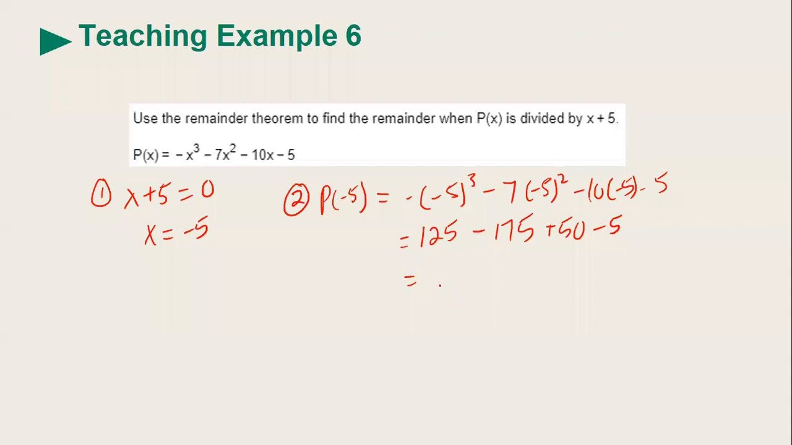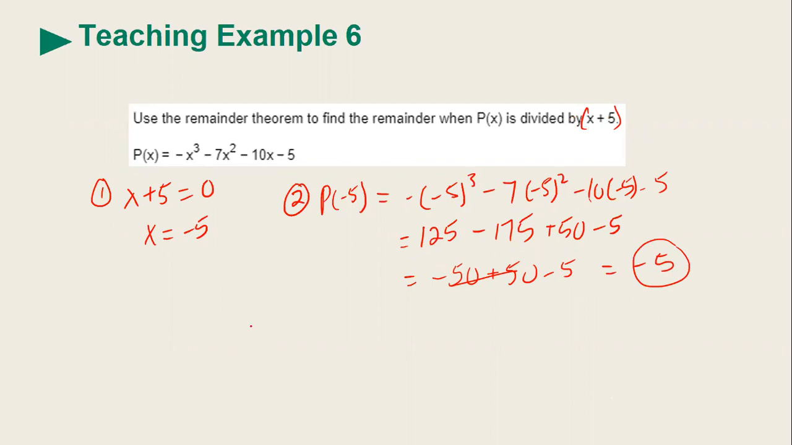So back to our math. What's 125 minus 175? Negative 50. Plus 50 minus 5. And that means our ending result's going to be minus 5. So therefore, x plus 5 is not a factor. And we would have a remainder of negative 5.